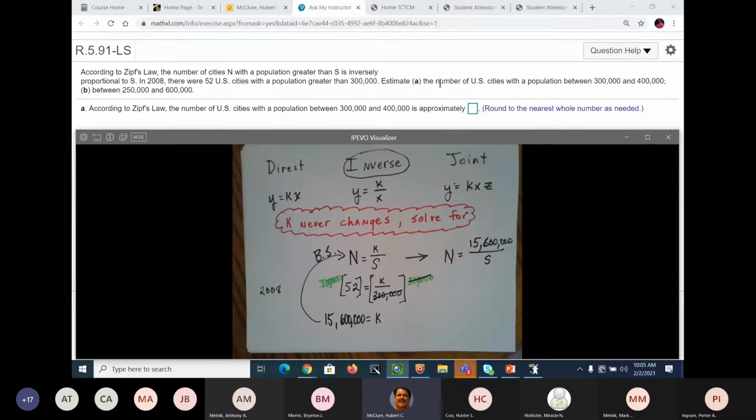Estimate the number. Okay. Estimate A, the number of cities with a population between 300,000 and 400,000, and B, between 250,000 and 600,000. So between 300,000 and 400,000, you would set N is equal, and you would divide by 300,000 and 400,000. That's the way I would do it. So here we would go, I'm going to go to another page.